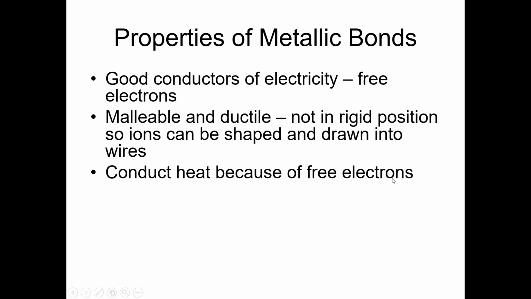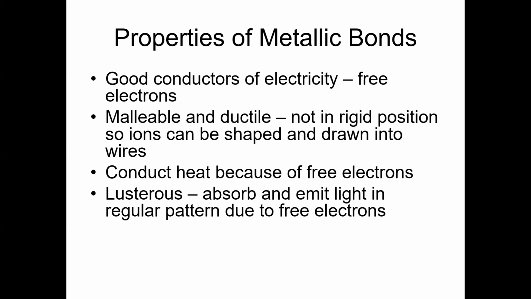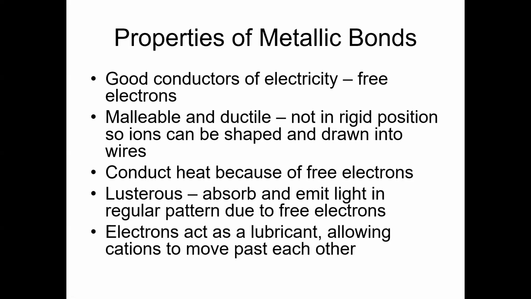So because of this, they can conduct electrons. And they are also lustrous. That means they can absorb and emit light in a regular pattern due to free electrons. Then the electrons, because they move about, act as lubricants, because the cations can move over each other. They rub on each other, so the electrons act as a lubricant, which allows the cations to move over each other.